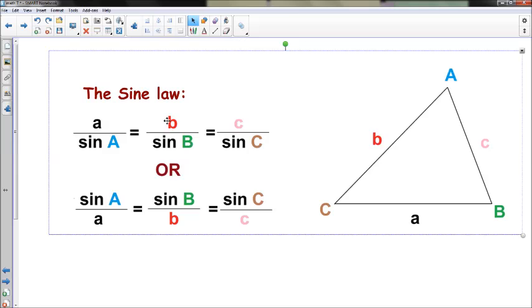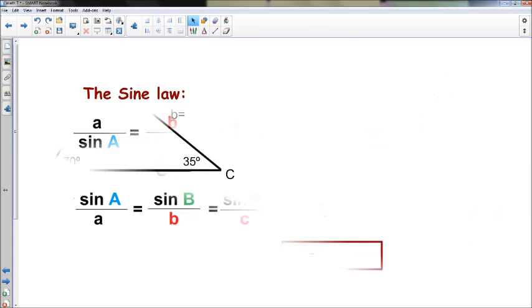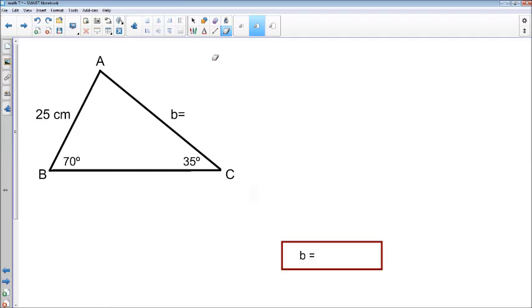So this is the Sine Law formula right here. There are two formulas you can use for the Sine Law, and I color coordinated so you guys can see where the numbers would end up replacing the Sine Law formula. This is an example of the Sine Law equation.